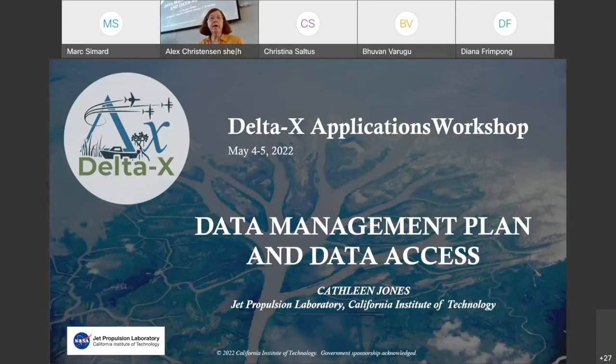I'm going to talk about Delta X's data management plan and data access. Of course, many of you already know about the data access because you've done a lot of the download yourself.